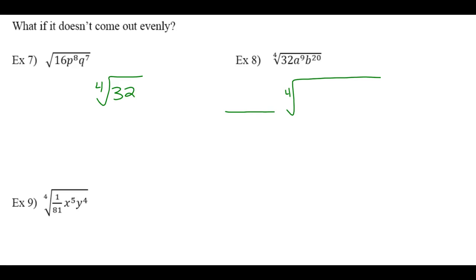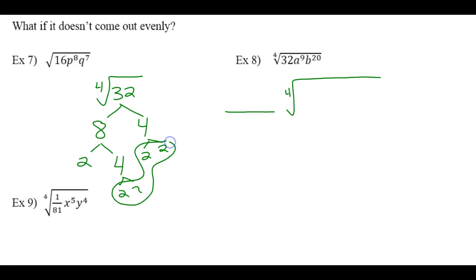Just like our spiral warm-up today. So what times what is 32? 8 and 4. 8 is 4 and 2. 4 is 2 and 2. So this is a 4th root. How many 2's do I need to come out? 4 of them. So how many groups of 4? 1 group of 4. So that 2 comes outside to represent the group of 4.